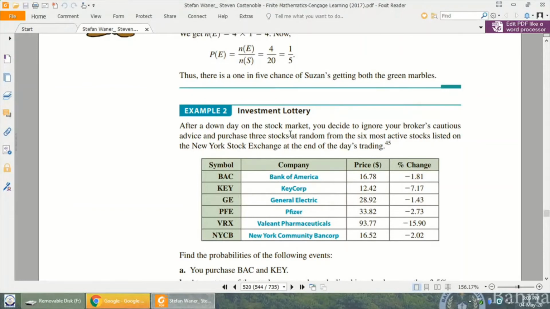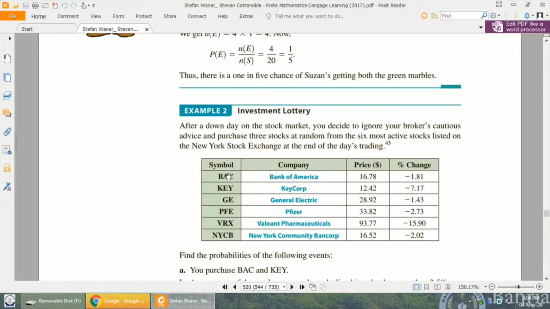So after downtown stock market means that probably the stock market was not behaving well, and that it was bearish perhaps. So you decide to ignore your broker's cautions, and now basically you have to select 3 stocks from a possibility of 6. So in this case, what would be your sample space? If you question yourself before looking down, you can simply see that you need 3 drawings out of a sample space where you have 6 options.